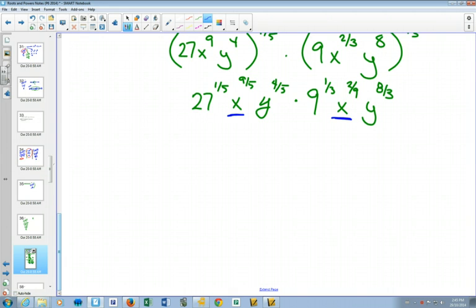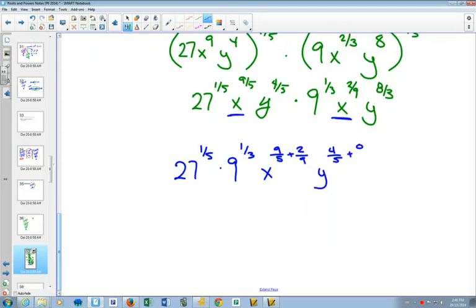Add them. So I'm going to put my numbers at the beginning, 27 to the 1/5 times 9 to the 1/3. These are not the same base, are they? No. So I can't do anything. But x to the 9/5 plus 2 ninths, I could add those. 9/5 plus 2 ninths. And y to the 4/5 and 8/3. And the exponents become a grade 7 question, just adding fractions. 27 and 9 are going to stay the same for now. I'm going to have some fun with them in a bit.